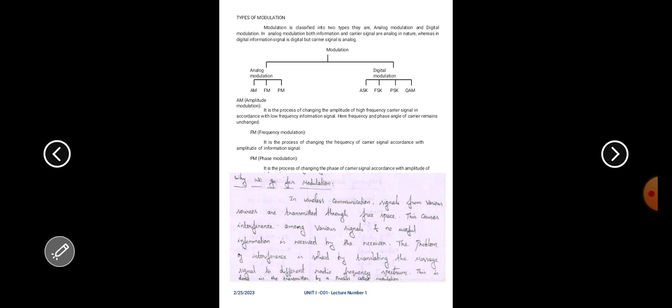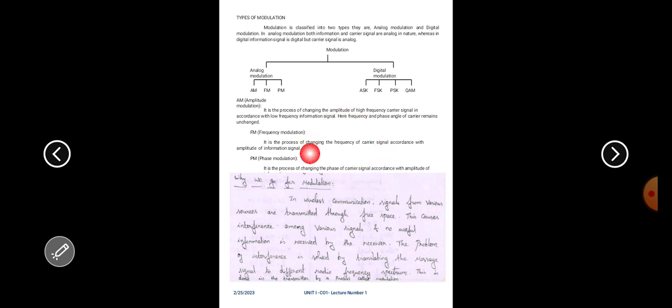Then, types of modulation. Modulation is classified as analog and digital. In detail, analog modulation can be further classified into three types: amplitude modulation, frequency modulation and phase modulation. Similarly, digital modulation can be classified into ASK, FSK, PSK and QAM. So what is amplitude modulation? That is our first unit.